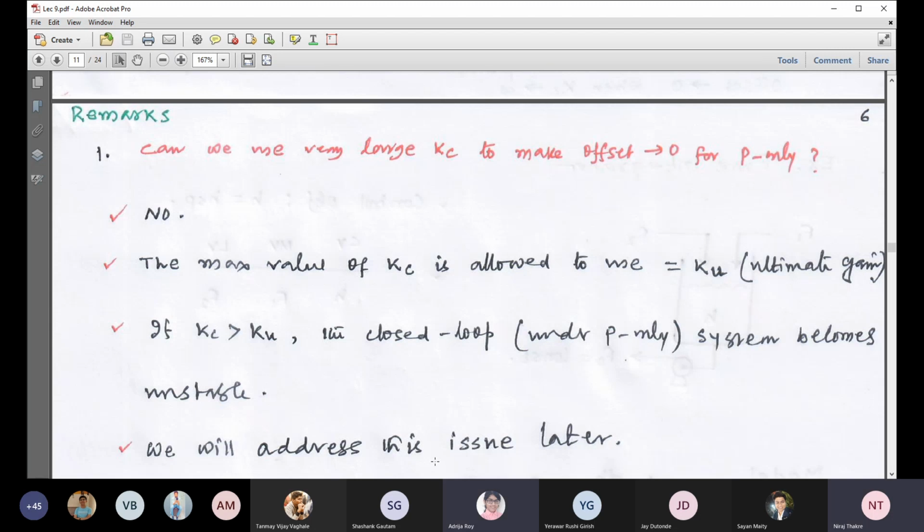So can we say that we can't take a large Kc value because then the P only controller behaves like an on-off controller? Yeah, that is also another point. Yes, that is true.